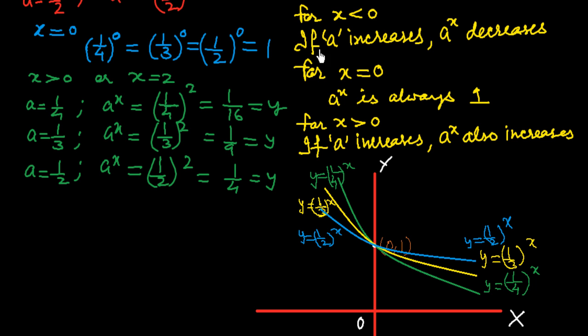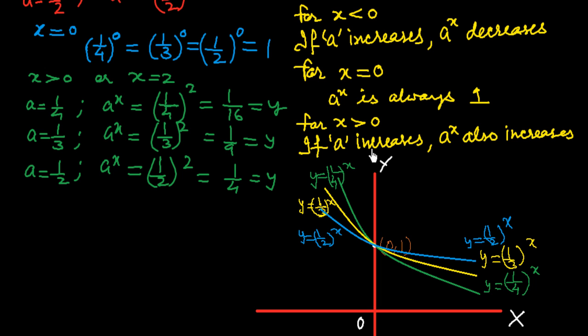So here you see if a increases and x is smaller than 0, if a increases 1 by 4, 1 by 3, 1 by 2, then a power x is decreasing. Now a power x is decreasing, the y coordinate is decreasing here. 1 by 4 is the highest y coordinate, 1 by 3 is in the middle, and 1 by 2 is the lowest one. Here you see if x is equal to 0, we get a power x is always 1, y is 1 always here.